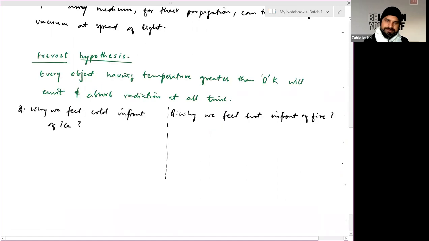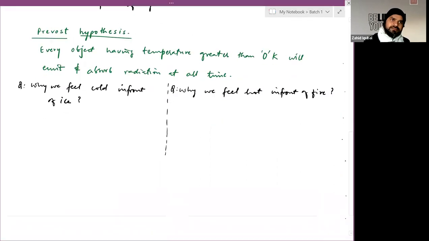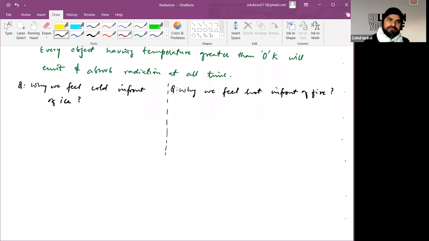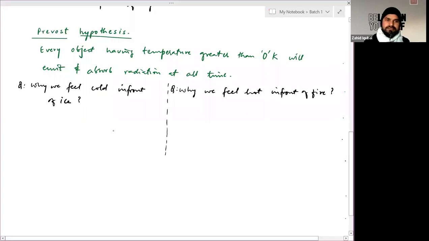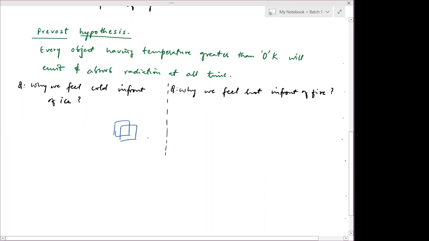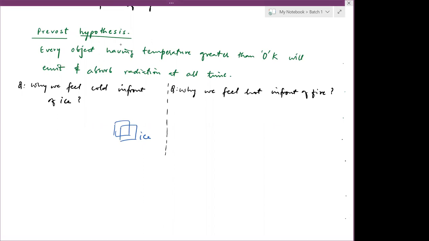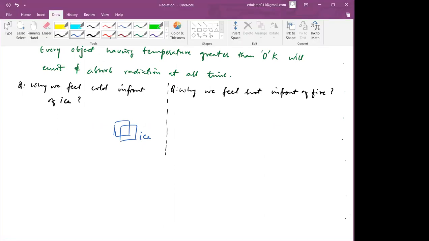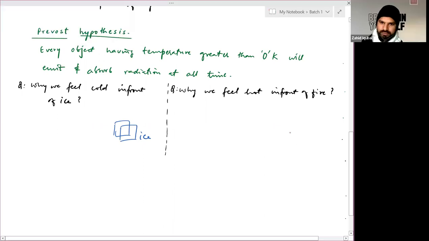Any guess, Hamza? Sir, because the temperature of the ice is lower than the temperature of our body. So what will happen?